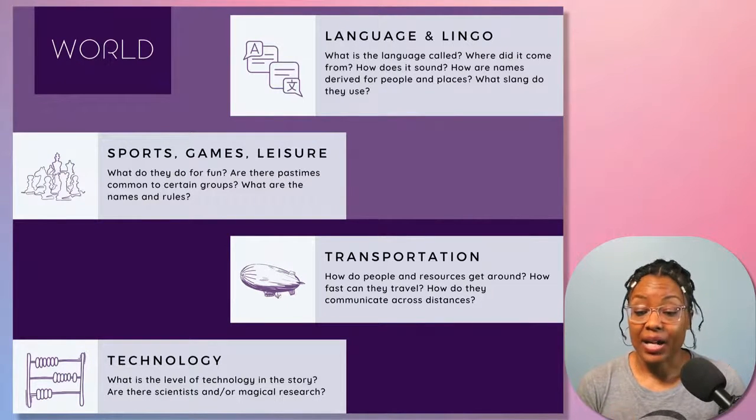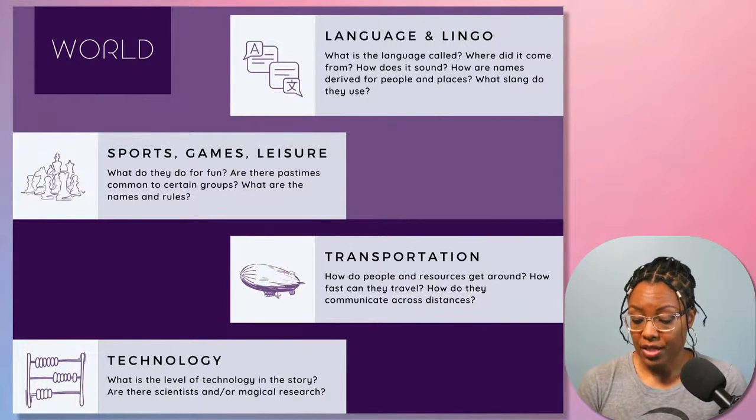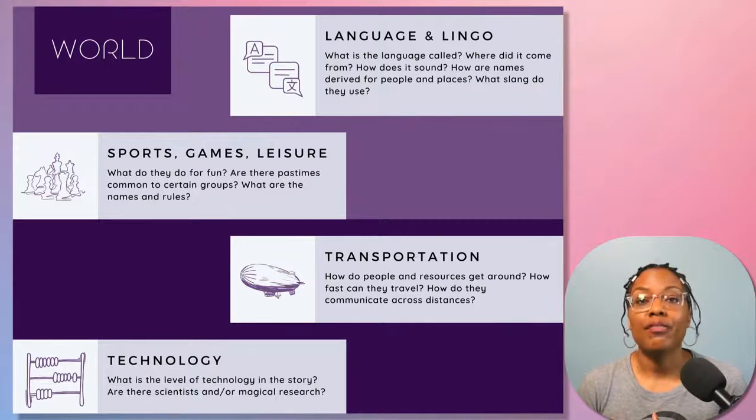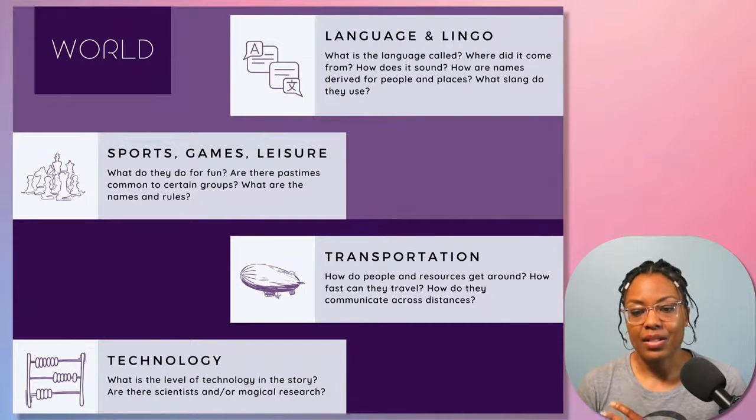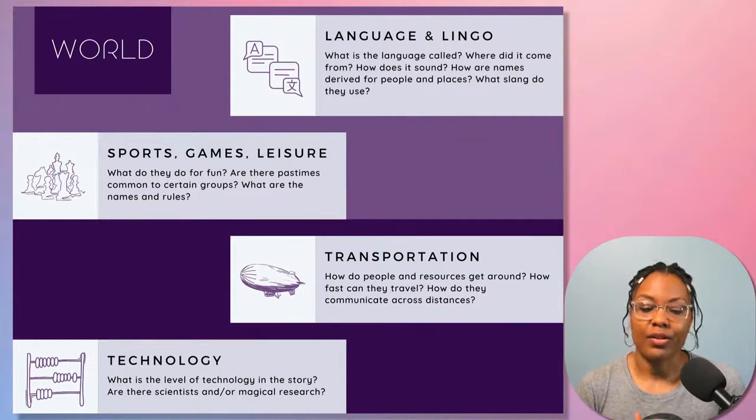Transportation. How do they get around? How fast can they travel? How do they communicate across distances? Is it just our world and they have cell phones, or is it something else? And is it a situation where you can create conflict where maybe a character loses their phone and there's no more payphones? These types of things can be important, once again, regardless of your world.